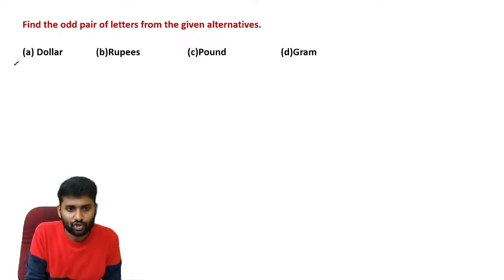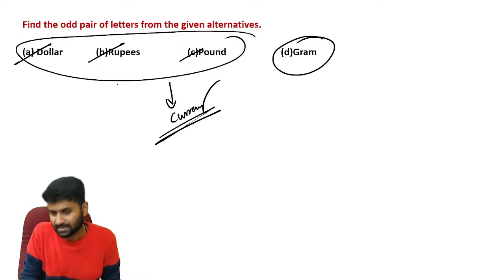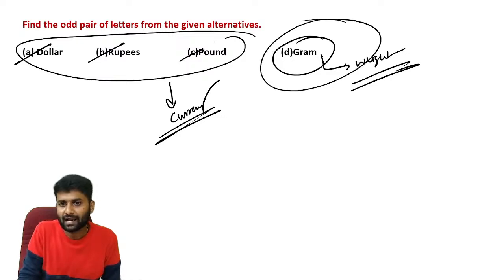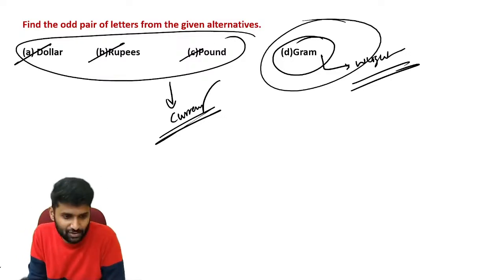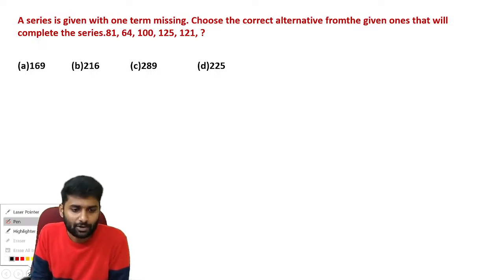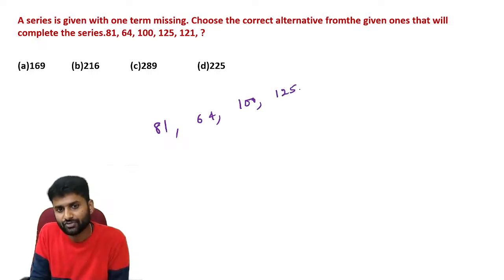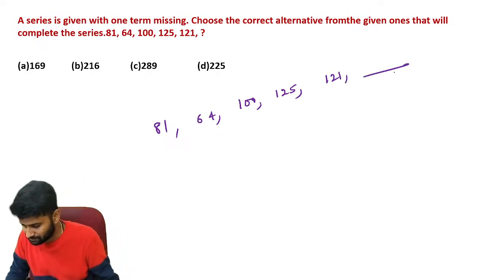See guys here, dollar, rupee and pound are related to currencies. Now, definitely, gram is different from these three. Why? Because here gram is all about weights. That's why gram is the odd one. Yes, good. Very good. Next, tell me, according to this pattern, what can be the next number? 81, 64, 100, 125, 121. What can be the next number?